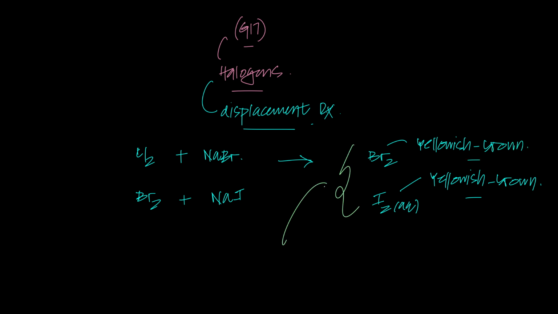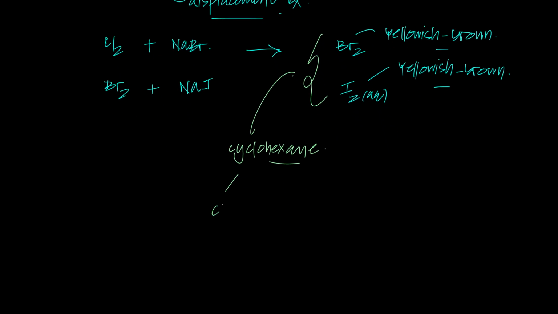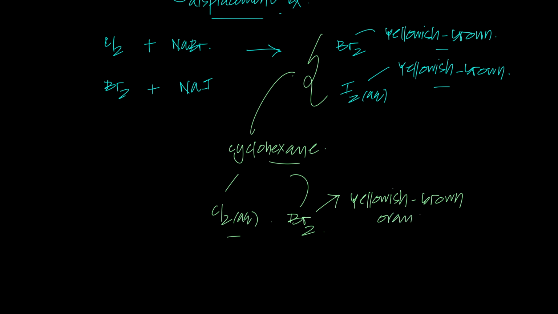This has never been tested, but it can be tested. How do you distinguish between the two? You use a non-polar solvent called cyclohexane, because in cyclohexane you'll realize that you have different colors. For chlorine aqueous, you get the same pale yellow green color. If you add Br2 to it, it's going to have the color of Br2 aqueous in cyclohexane, which is yellowish brown or orange. And if you take this I2 aqueous and add it to cyclohexane, you're going to get a purple layer or a purple color.